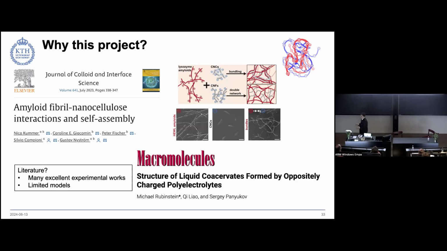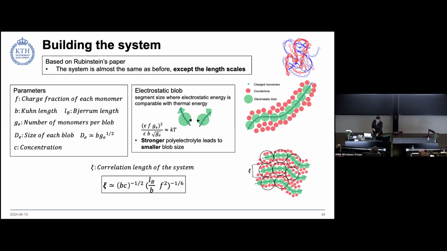If we look at the literature, there are many excellent experimental works on this subject, but limited models. I mean, there are many models, but limited ones that are famous. And I have used this one, published by Michael Rubinstein. If I compare it with the previous simulations, they are almost the same, except for the length scale that I have. So I have different parameters like charge fraction, Kuhn length, number of monomers per blob, and concentration. And with that, we can define the electrostatic blob size.